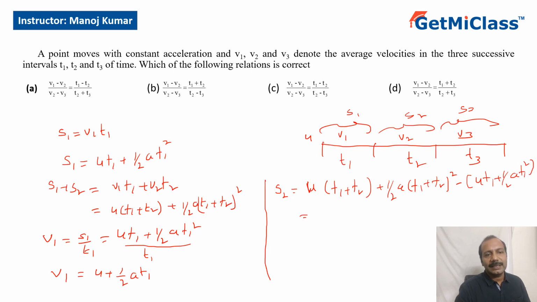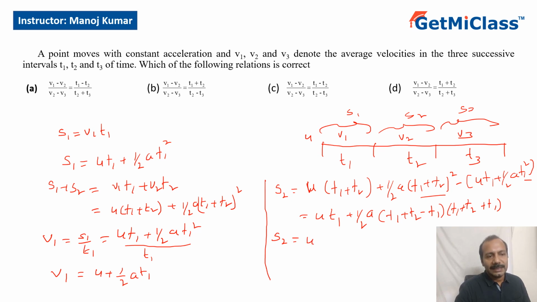So this can be further written as U into, because if I take out T1, I'll be left with U into T1 plus T2 minus T1, plus half A into, I have T1 plus T2 whole square here and T1 square here. So this can be written as T1 plus T2 minus T1 into T1 plus T2 plus T1. Here I've taken this as A and this as B. A minus B into A plus B gives me this expression. So from this, what do I know? I know S2.